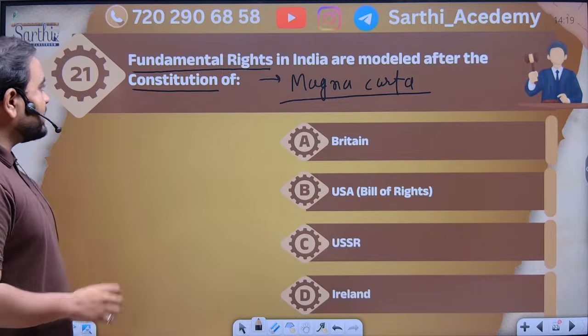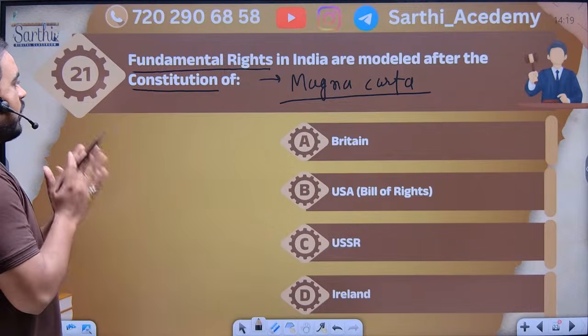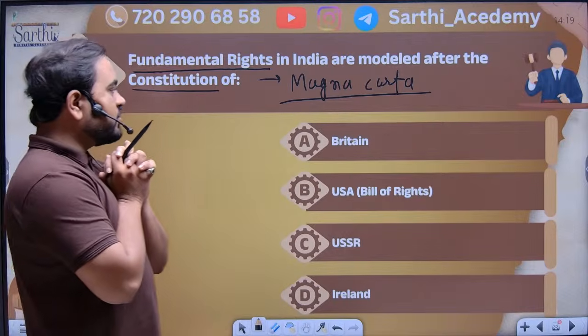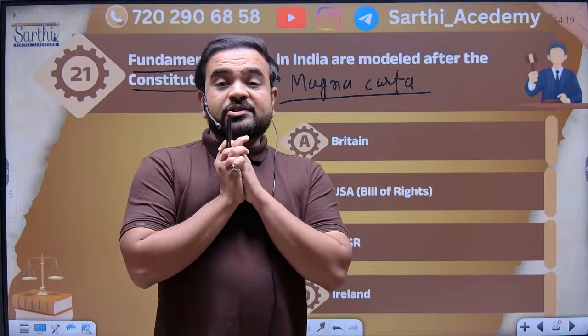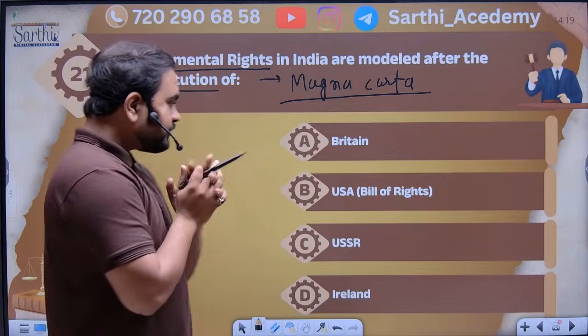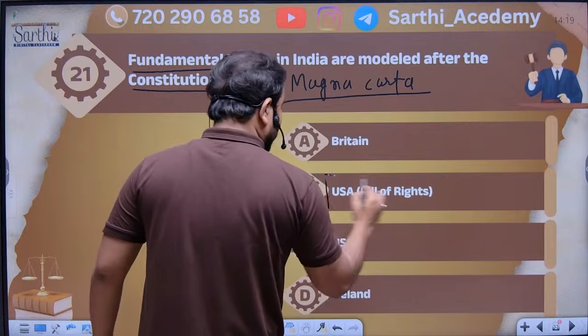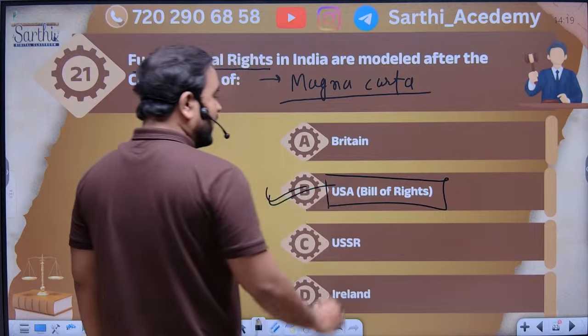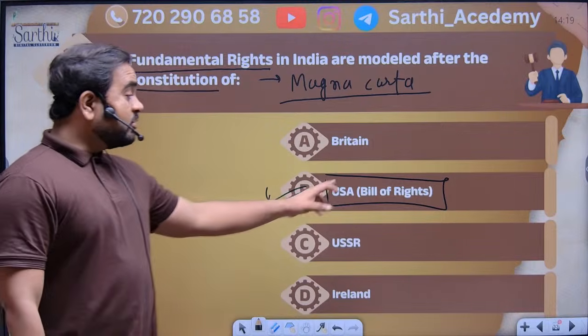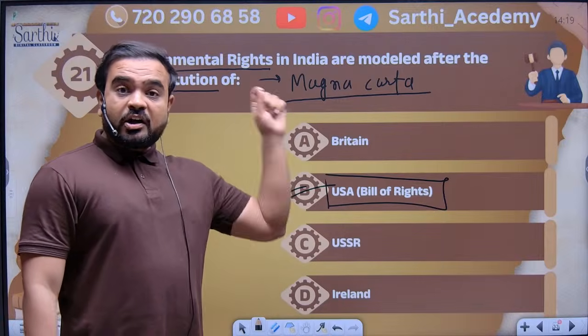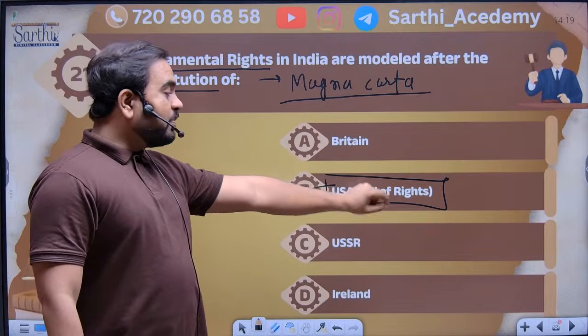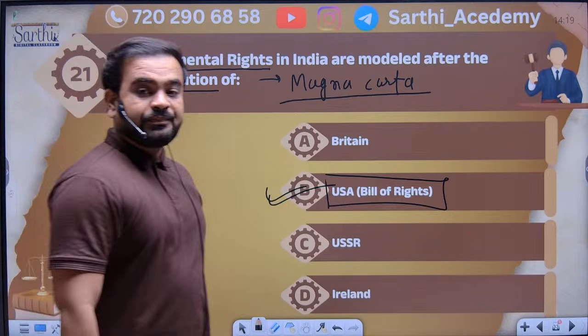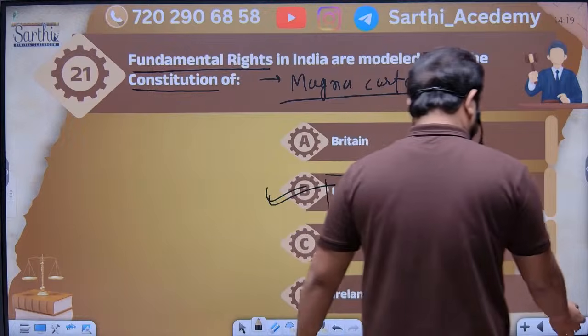Fundamental rights were provided in our constitution by following the model of which country? Very simple, the USA. The US fundamental rights are known as the Bill of Rights, so our fundamental rights are inspired by the US Bill of Rights. So the answer is B.